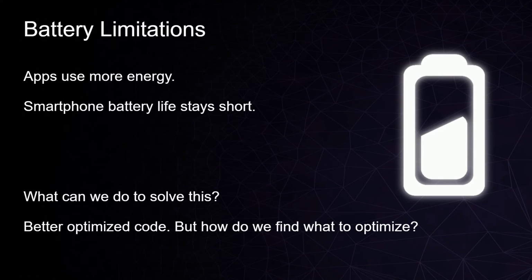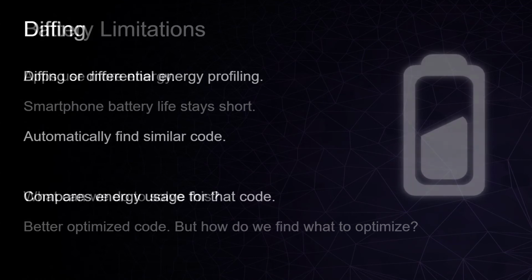What is the problem that's being addressed? The problem being addressed is battery limitations. Smartphones are getting more and more advanced, and the apps that are on them are using more energy, but the smartphone batteries haven't been catching up. The batteries are staying about the same length. So what can we actually do to solve this? Well, the best thing seems to be better optimized code. But how do we actually find what we need to optimize?